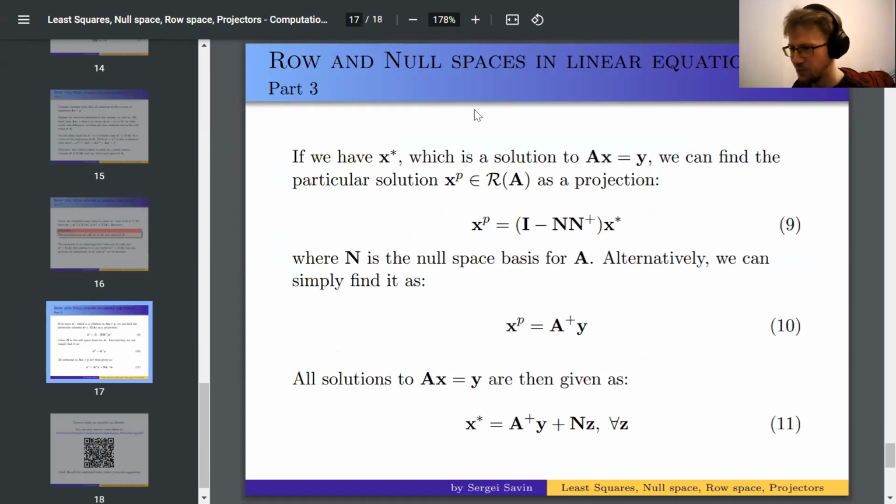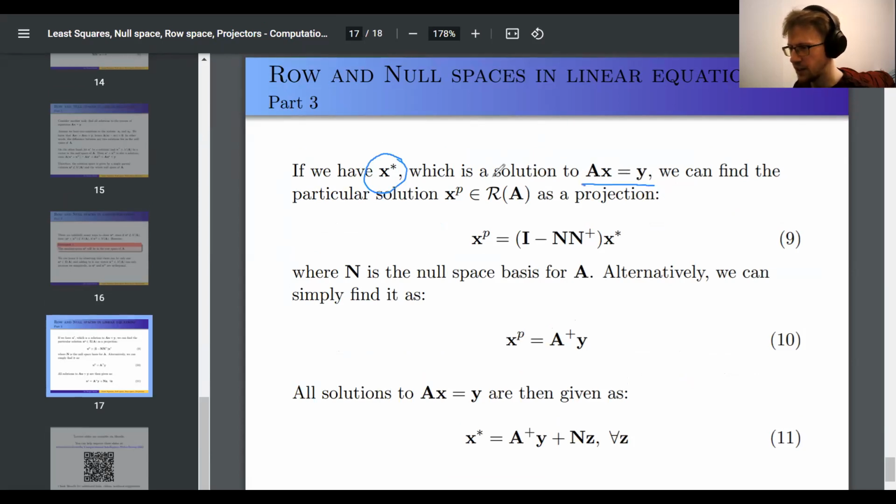Last slide. So, just a little bit more of your attention and we'll go. So if we have x star, which is a solution to this equation, we can find this particular solution, a smallest norm particular solution, by projection.